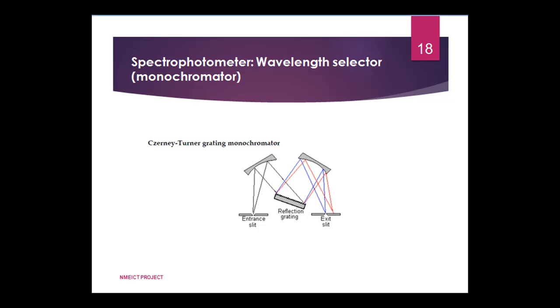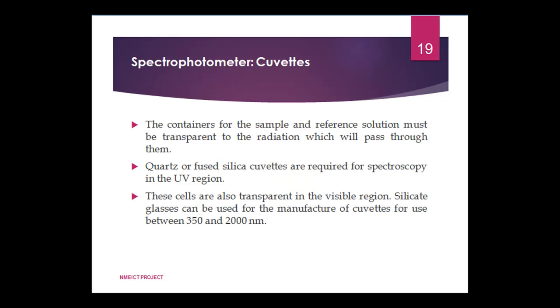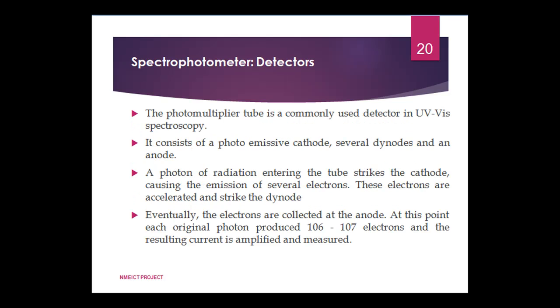Now we'll discuss how this monochromatic light passes through and where it enters. That is the cuvette. The container for the sample or reference solution must be transparent to the radiation which will pass through them. Quartz or fused silica cuvettes are used in UV visible spectrophotometer. Silicate glasses can be used for manufacture of cuvettes for use between 350 and 2000 nanometer. However, glass cuvettes can be used only in the visible region as glass absorbs UV light.